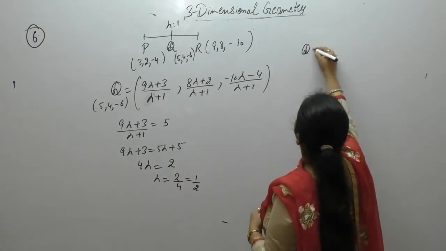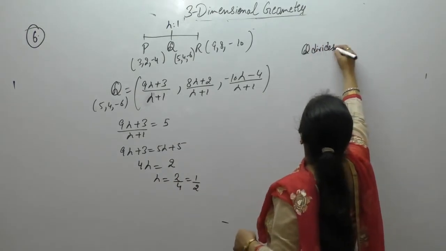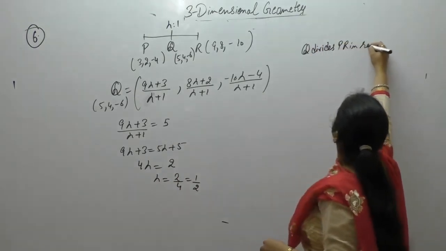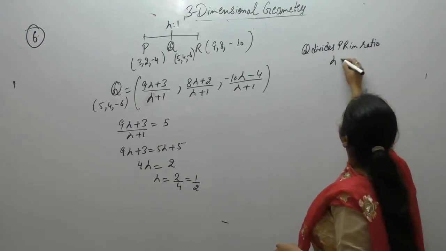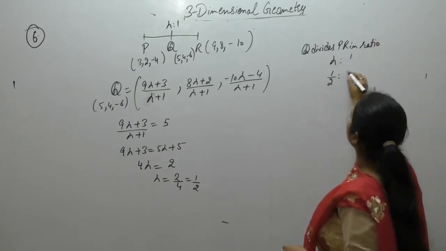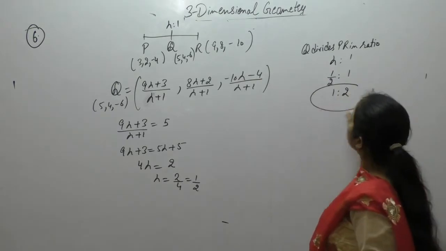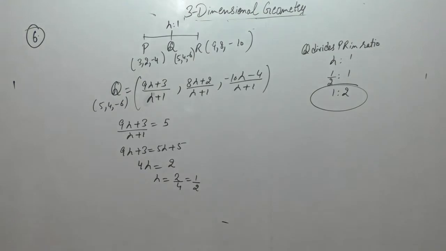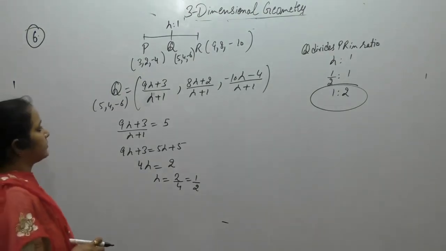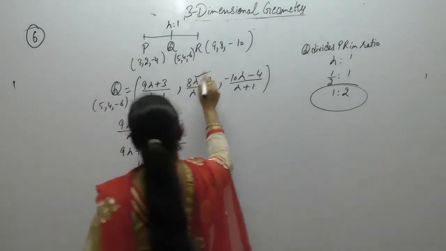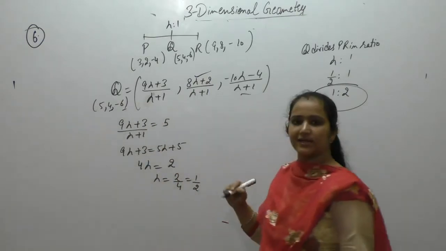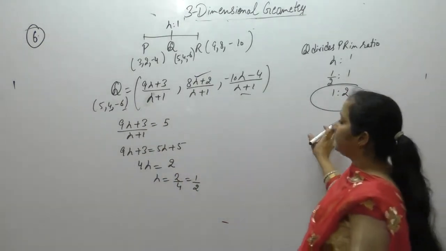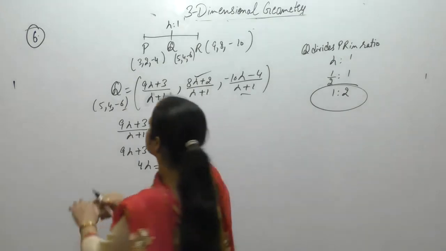So Q divides PR in ratio lambda ratio 1, that is 1 by 2 ratio 1, that is 1 ratio 2. अगर आप इनको इक्वेट करेंगे किसी भी टर्म को y या z कोऑर्डिनेट को भी, then also we get the same answer.